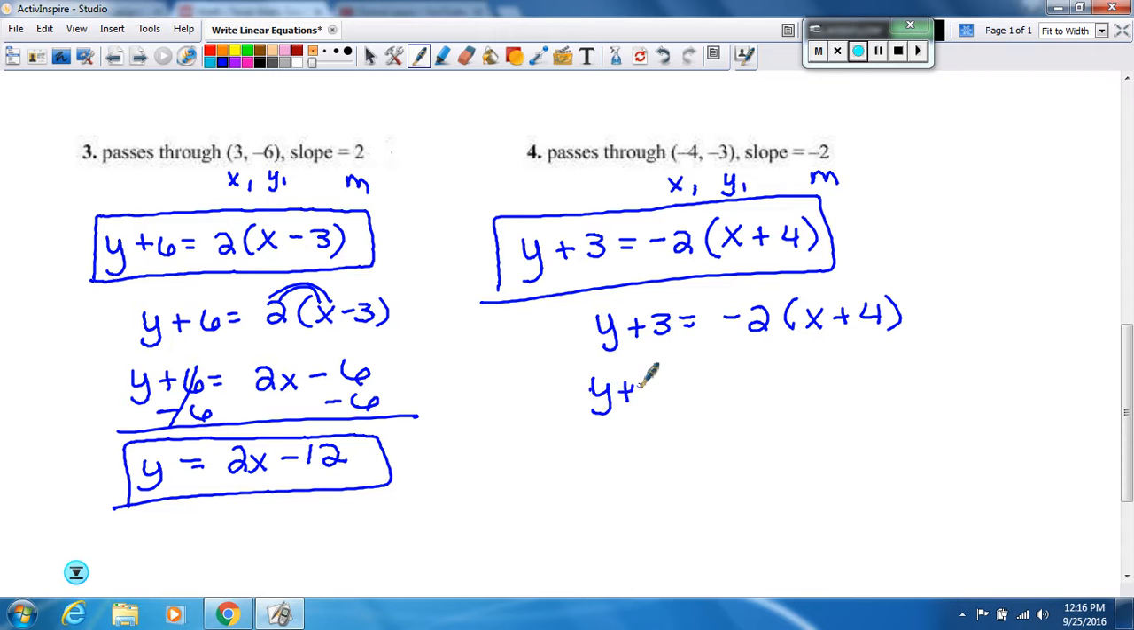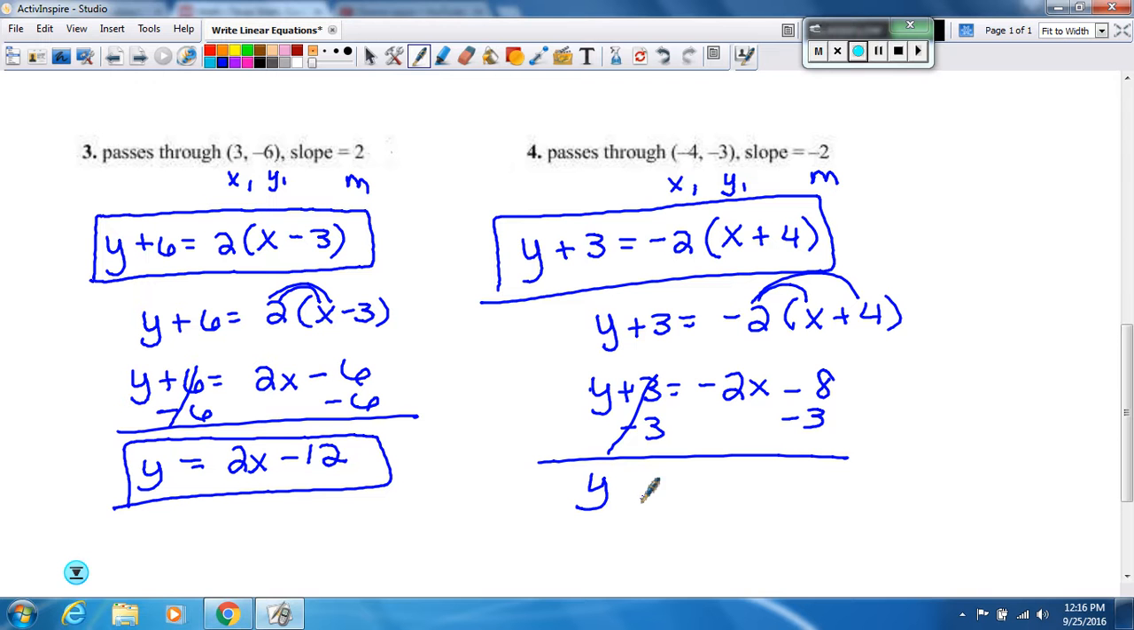So leave the y plus 3 alone for now. Negative 2 times x is negative 2x. Negative 2 times 4 is negative 8. Subtract 3 from both sides. So y, the opposites cancel, equals negative 2x. Negative 8 and a negative 3 is a negative 11. So y equals negative 2x minus 11.